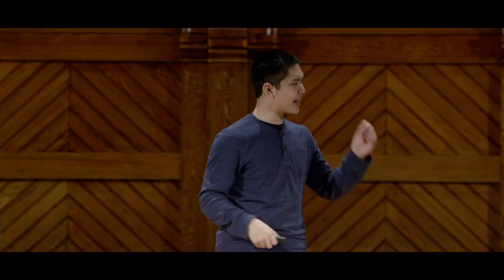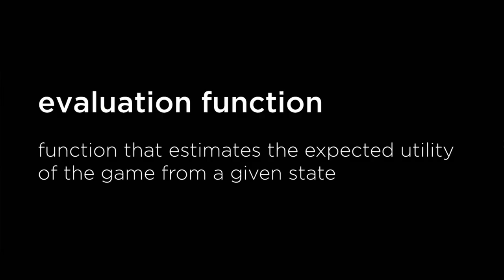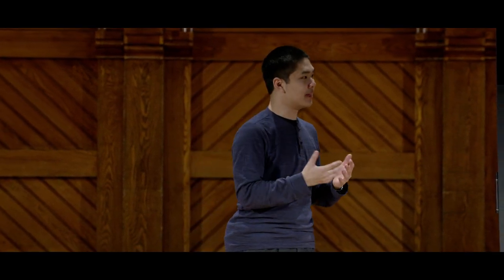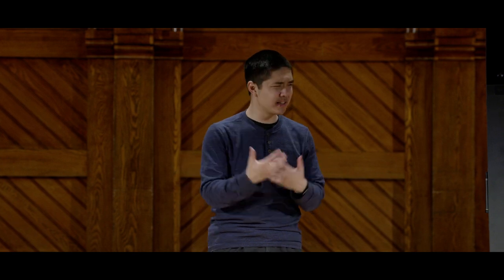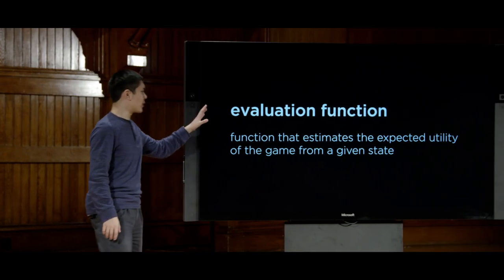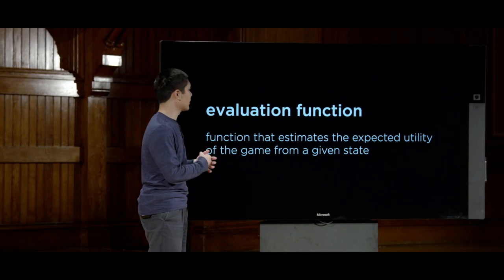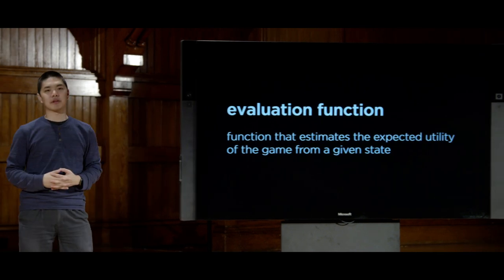So in order to do that, we need to add one additional feature to depth-limited minimax called an evaluation function, which is just some function that is going to estimate the expected utility of a game from a given state. So in a game like chess, if you imagine that a game value of 1 means white wins, -1 means black wins, 0 means it's a draw, then you might imagine that a score of like 0.8 means white is very likely to win, though certainly not guaranteed. And you would have an evaluation function that estimates how good the game state happens to be.